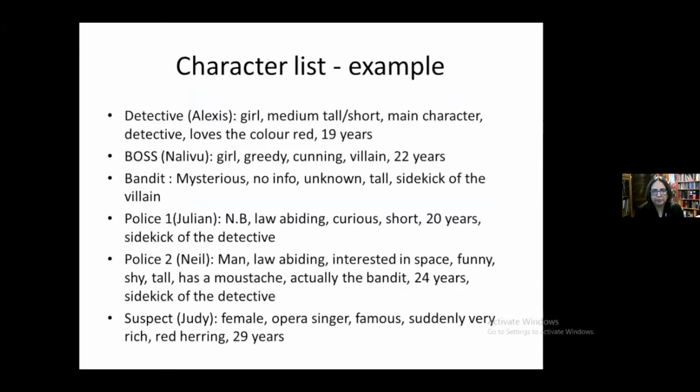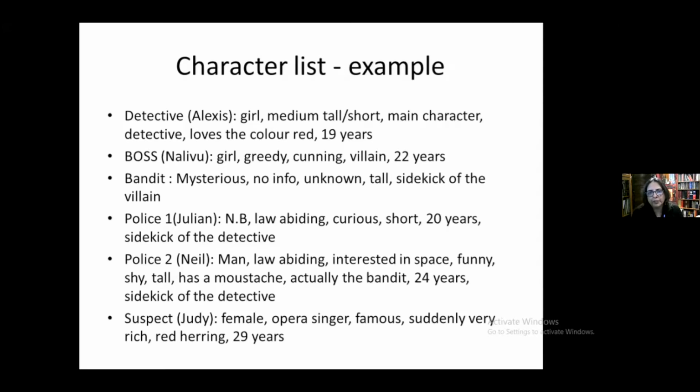So let's look at an example of a list of characters that has been included in a play written by some of my students earlier this year. This is a character list, just as an example. There was a short detective play written by some students, and they have this list of characters. They have mentioned the gender, and the physical characteristics of height, or sometimes weight, what they look like. Do they have a mustache, or are they tall? If they have a particular way of walking, that would be needed for a play which is being performed on stage.